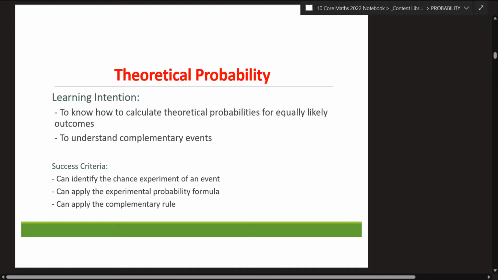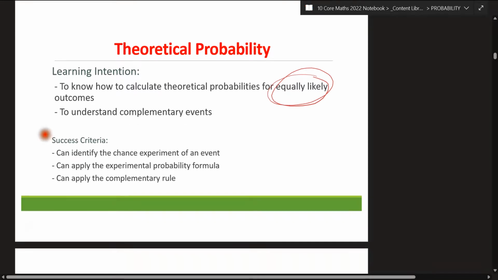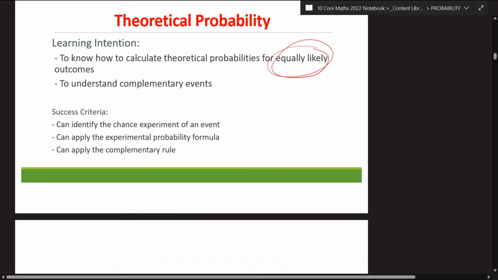What we want you to be able to do is calculate the probabilities for equally likely outcomes. There's a keyword here, equally likely, meaning they both have an even chance of occurring. And understanding, as I mentioned before, what is a complementary event? Another word for complementary, and I would suggest you write this here, is opposite. What is the opposite event, the opposite thing that's happening?